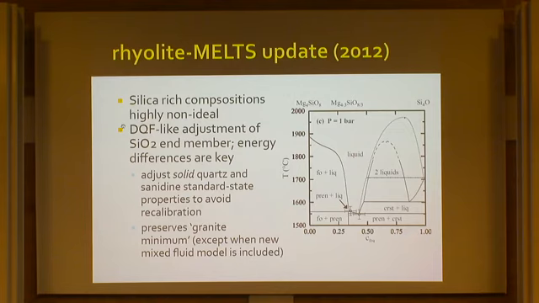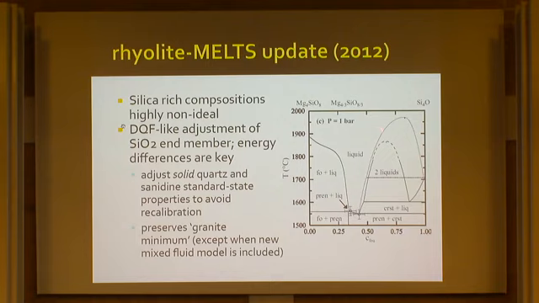Rhyolite-MELTS, I'm not going chronologically, is from 2012, and that's essentially another one of these DQF-like adjustments. Basically, the very silica-rich compositions come off, but this is not from Rhyolite-MELTS. It's just this four-phase olivine liquid composition, quartz liquid composition. It's just here's one of these huge miscibility gaps, and that highly non-ideal behaviour was not captured in MELTS.